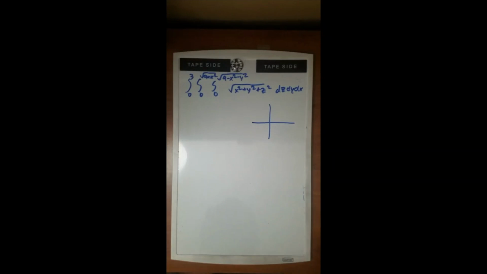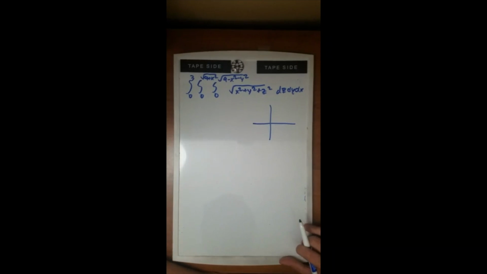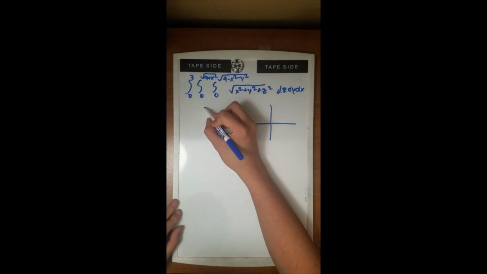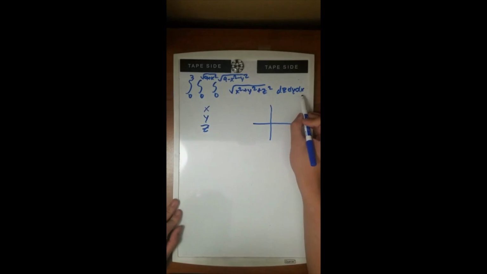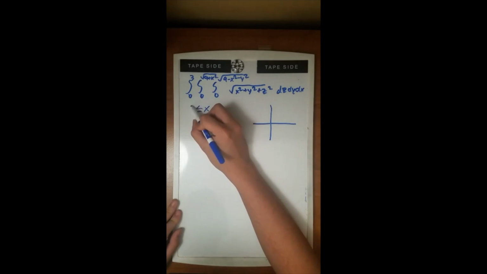Let's try another example. Evaluate the triple integral from 0 to 3, 0 to the square root of 9 plus x squared, and 0 to the square root of 9 minus x squared minus y squared of the square root of x squared plus y squared plus z squared dz, dy, dx. Now we're going to start it off by writing the bounds in the rectangular coordinates given to us, where we see dx corresponds to 0 to 3.